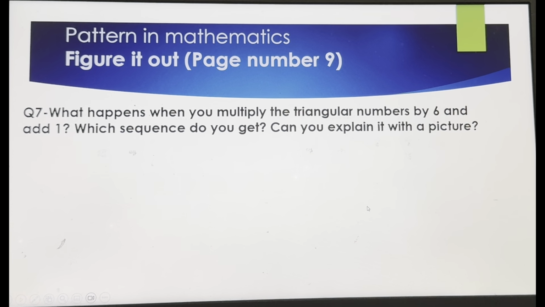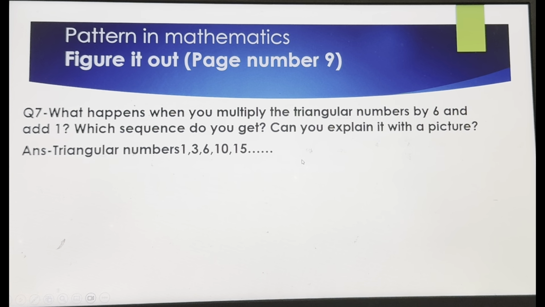Question number 7. What happens when you multiply the triangular numbers by 6 and then add 1? Which sequence do you get, and can you explain it through a picture? So let us first recollect what triangular numbers are. These triangular numbers and square numbers keep coming again and again, so you should have learnt them by now. So 1, 3, 6, 10, 15. These are the triangular numbers.